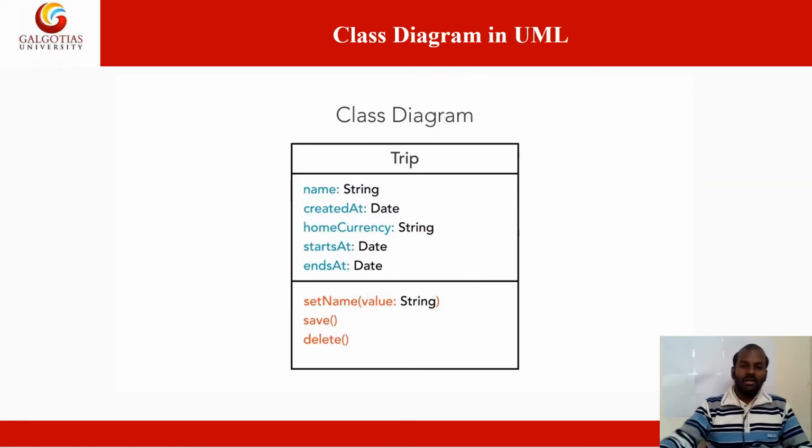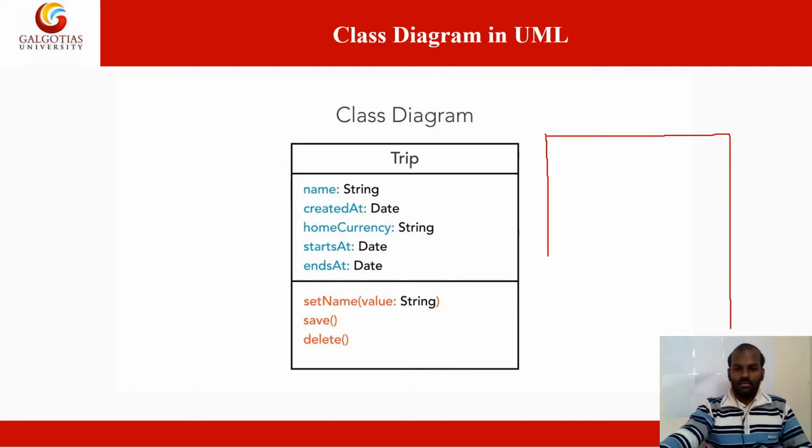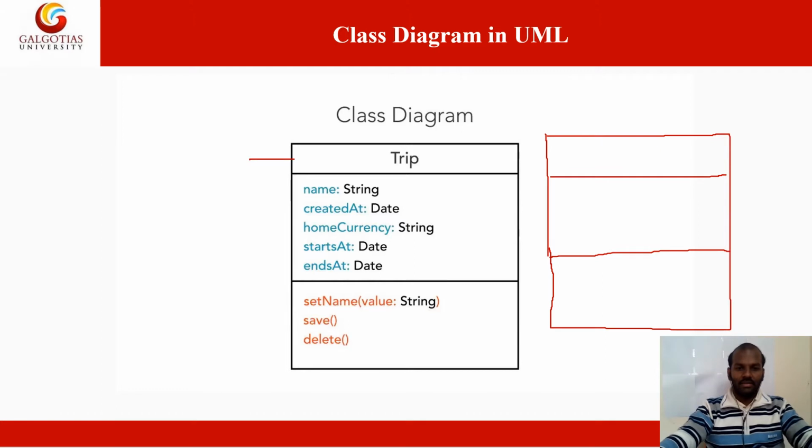Coming to the class diagram, what is this class diagram? Let us take an example. Every class diagram is divided into three different portions: one, two, three. The first portion is your class name.